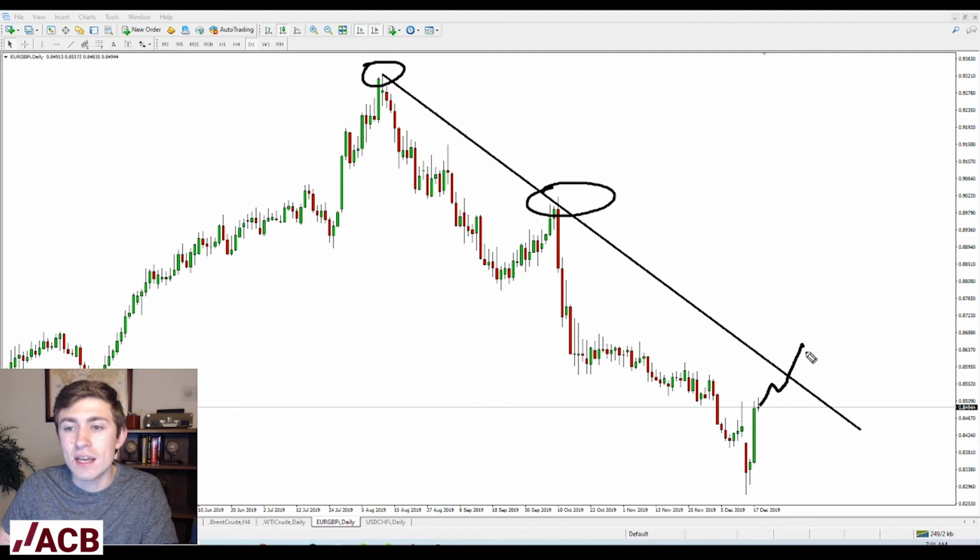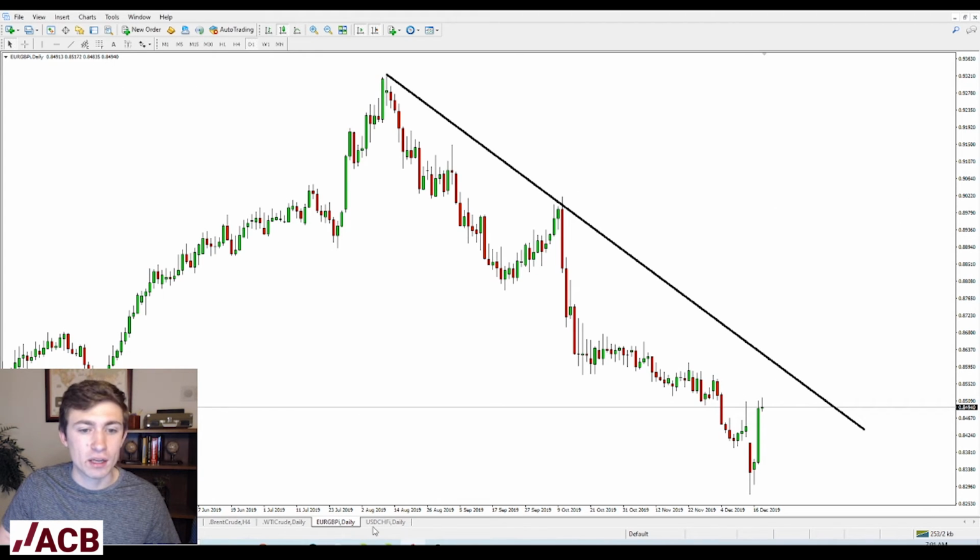So if that breaks and we get a continuation, there might be a breakout trade. But my first bias here on Euro GBP is that this would be a pullback zone where sellers may be waiting to look to get involved. That is, of course, just my analysis there when it comes to Euro GBP.